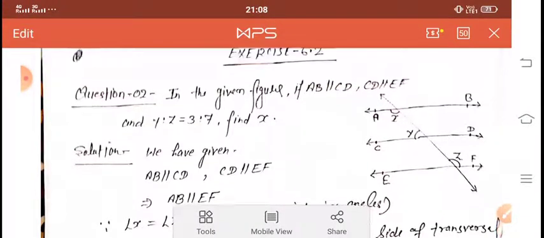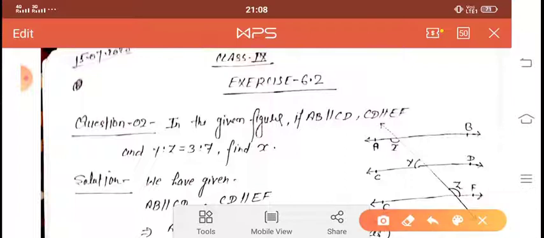इस क्लास में हम किसके बारे में डिस्कस करेंगे? एक्सरसाइज 6.2. In this exercise, we discussed question 1 already in the previous lecture. So we start from question number 2.